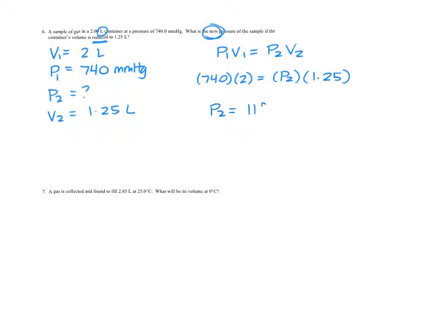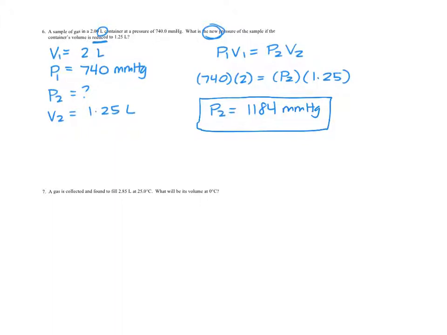And I get 1184. And then remember my units have to match. So I know my answer unit is going to be the same as the P1, which is mmHg. So if you write those knowns down as you go, it really makes this process a lot easier. So let's move on to the next one.